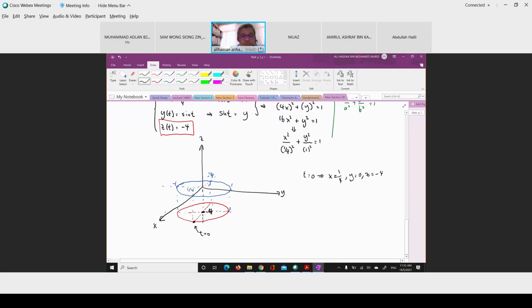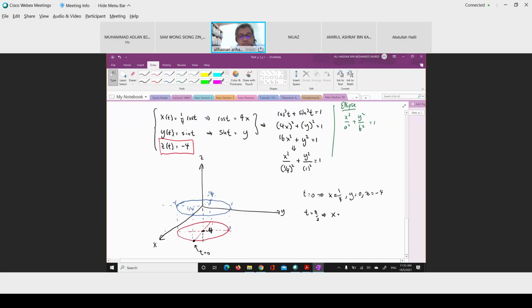When t equal to pi over 2, x is equal to cosine pi over 2, which is 0, y equal to sine pi over 2 is 1, and z is the same. So it's somewhere here. This is the point when t equal to pi over 2. So it is in this direction. If you look from above, it is in a counterclockwise direction. All right. Any question?